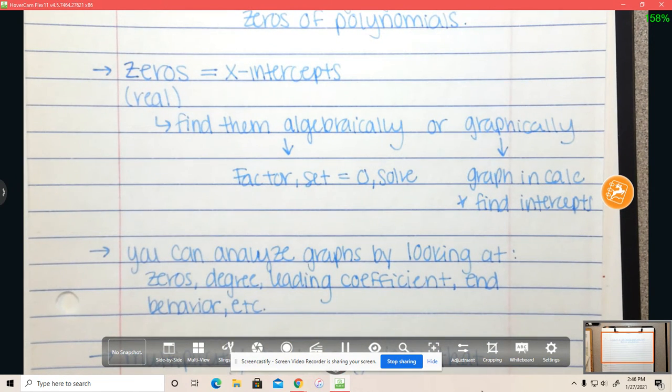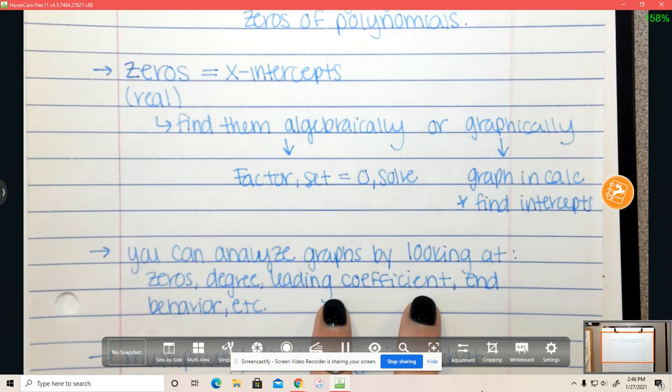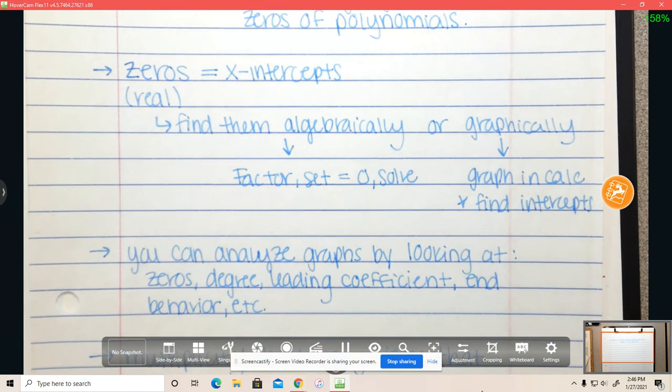All right, moving right along. You can analyze graphs by looking at a few different aspects. You can look at zeros, you can look at the degree, the leading coefficient, the leading term, end behavior, etc. So all that stuff that we've talked about the past couple days, you can use to analyze the graph of a polynomial. Okay, and then today we're going to look at how to include the zeros in that information.